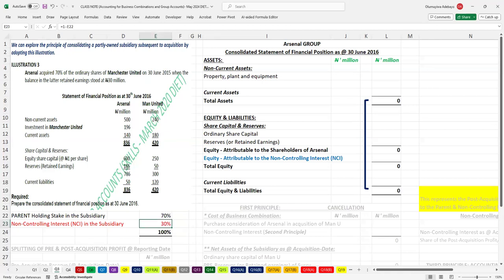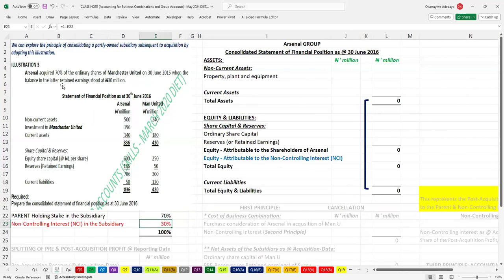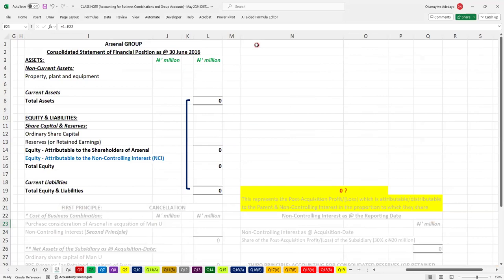Now, what does the structure look like? Like what I've shown you earlier, both in the structure and in how to separate pre-acquisition and post-acquisition. Now, look at here. At the date of acquisition, the retained earnings that was acquired stood at 30 million. Whereas today, the balance sheet has changed from 2015 to 2016, a year apart. You can find there that the reserve or retained earnings of Manchester United is now 50, which means it has moved from 30 to 50. Okay, now let us see how the structure looks like and how the movement looks like.